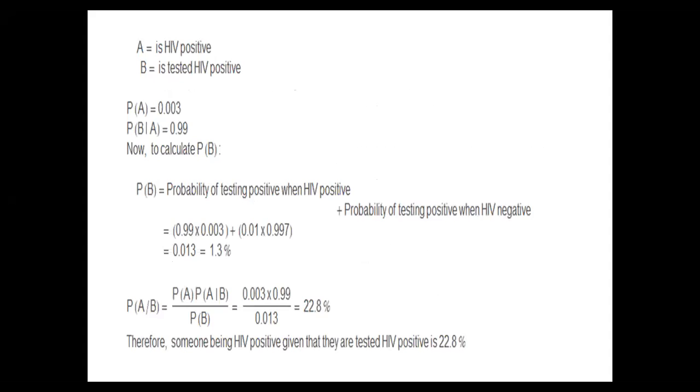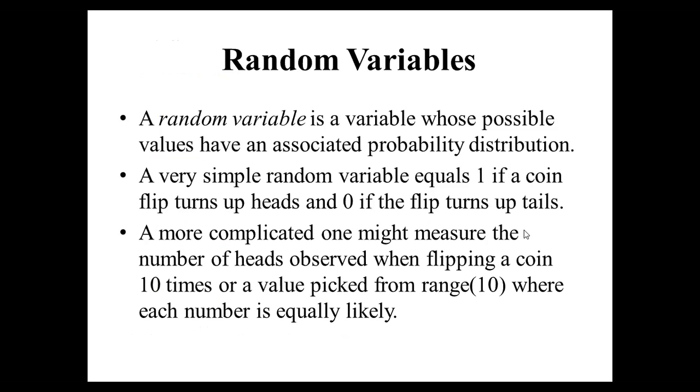Then we studied this formula, which reverses the results. Here we are checking the probability of testing positive given HIV positive, as well as the probability given HIV negative. Okay, and then we started with the random variables.